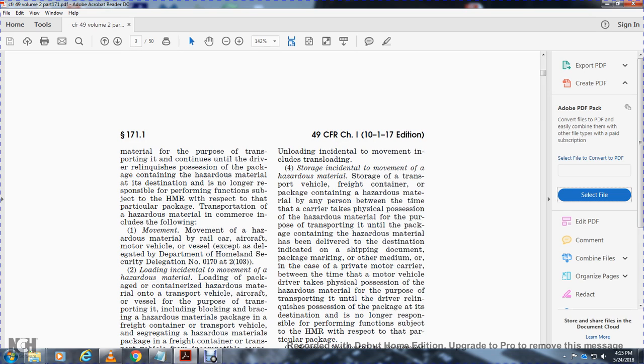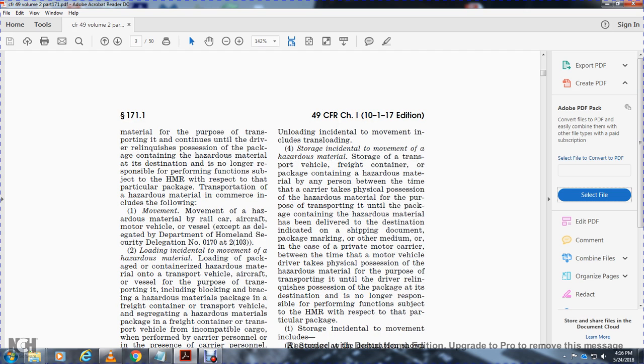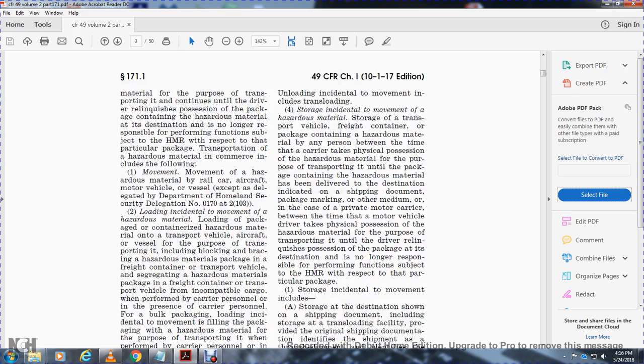Storage incidental to movement covers storage in a transportation vehicle or freight container of a package containing hazardous material by any person, from the time a carrier takes physical possession of the hazardous material for the purpose of transportation until the package is delivered to the destination indicated on the shipping document or package marking. In the case of a private motor vehicle, it lasts from the time the driver takes physical possession of the hazardous material until the driver relinquishes possession of the package at its destination and is no longer responsible for performing functions subject to the hazardous materials regulations with respect to the particular package.